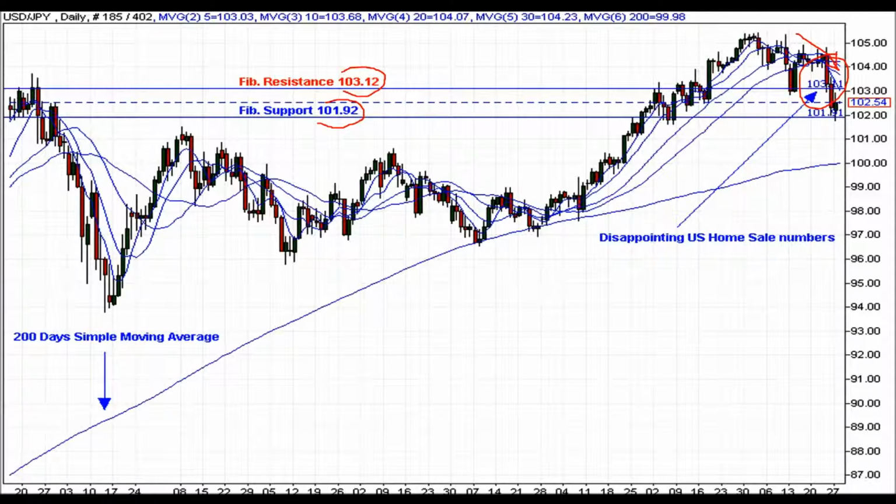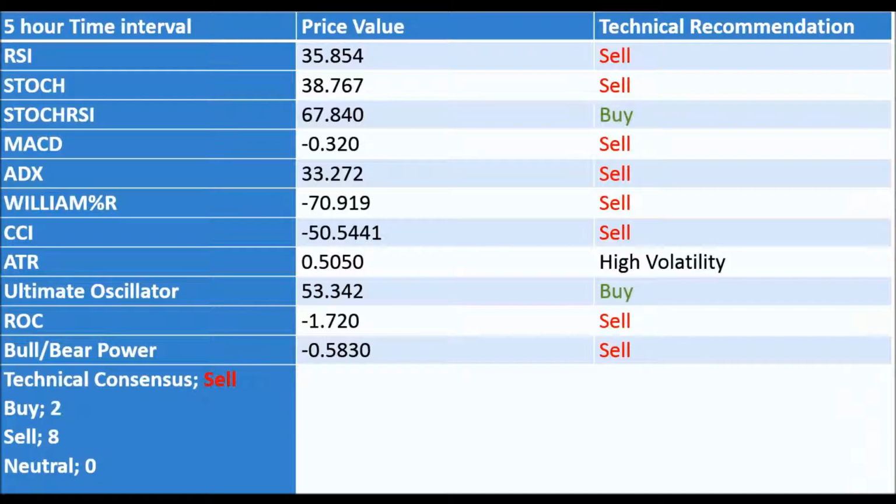However, despite Monday's dollar-yen retreat on a disappointing U.S. home sale number reading of 414K, missing expectation of 457K, the pair continued to trade above the 200 days moving averages, indicative of a long-term U.S. dollar Japanese yen outlook that remains bullish. This trend holds great significance as 200 days simple moving averages contain more or less 1 year worth of trading data. Now let's closely analyze the 5 hours time interval indicators.